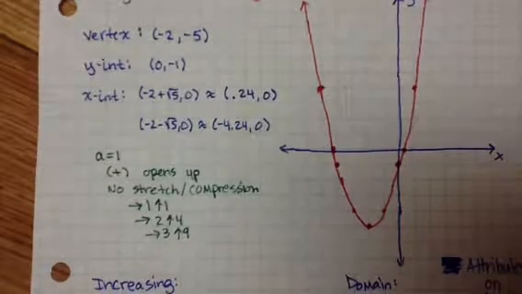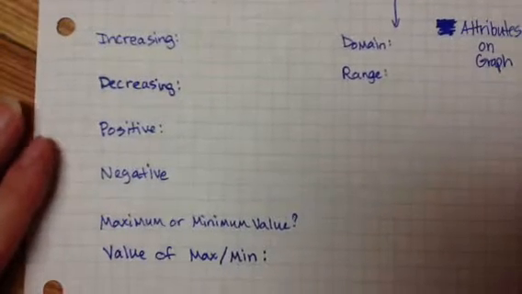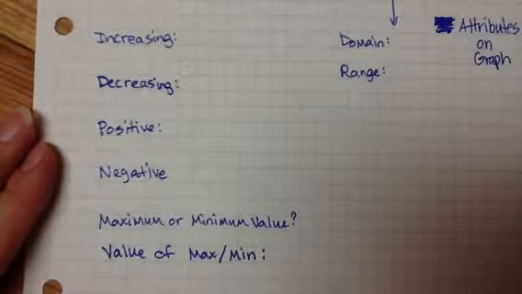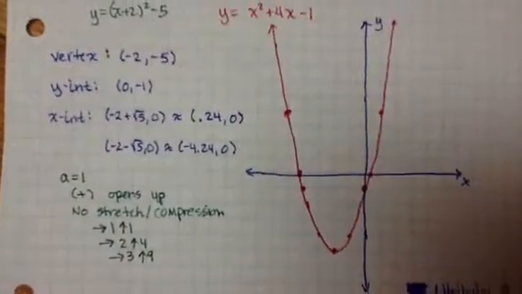So we had them listed down below: increasing, decreasing, positive, negative, domain, range, max or min value, and the value of the max or min. So let's start with domain and range. Domain and range are somewhat straightforward for parabolas.